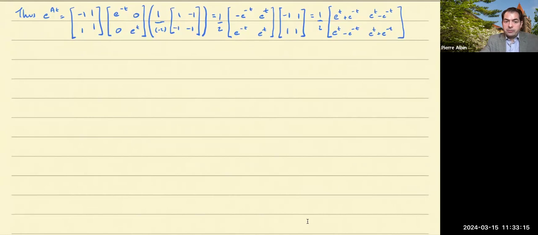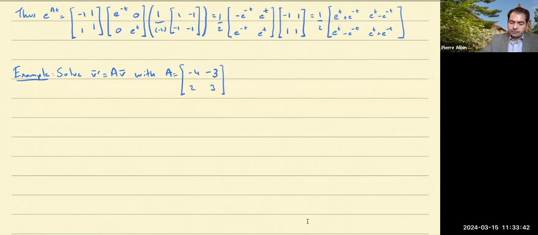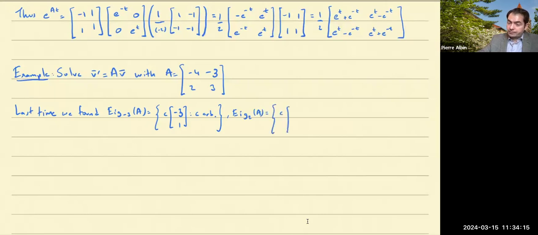Okay, let's do another example. Suppose we want to solve the differential equation v prime equals A times v, with A given by the matrix -4, -3, 2, 3. I'm going to take advantage of some computations we did last time. Last time we found that the eigenspace for -3 of A is just multiples of the vector -3, 1, c arbitrary, and the eigenspace for 2 of A is multiples of -1/2, 1, c arbitrary.